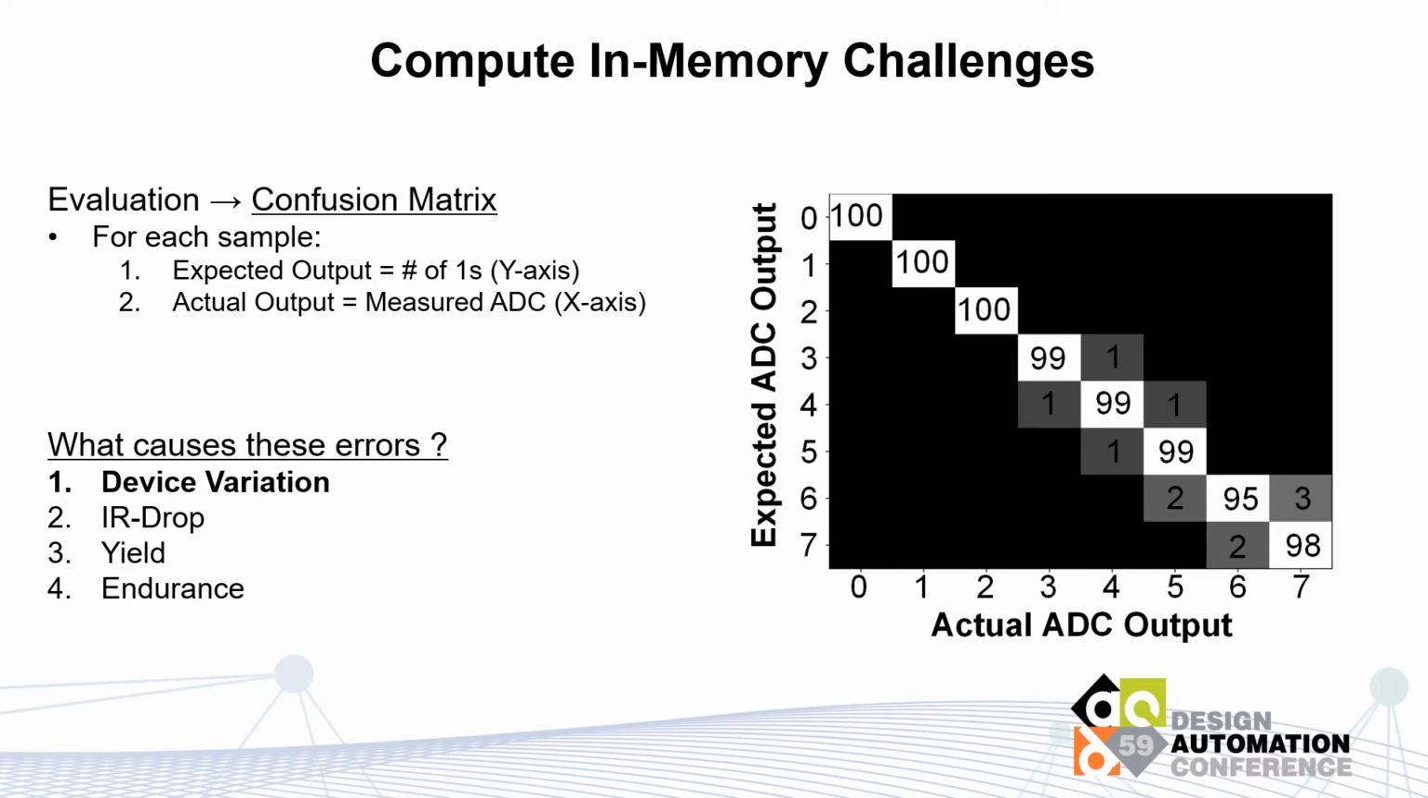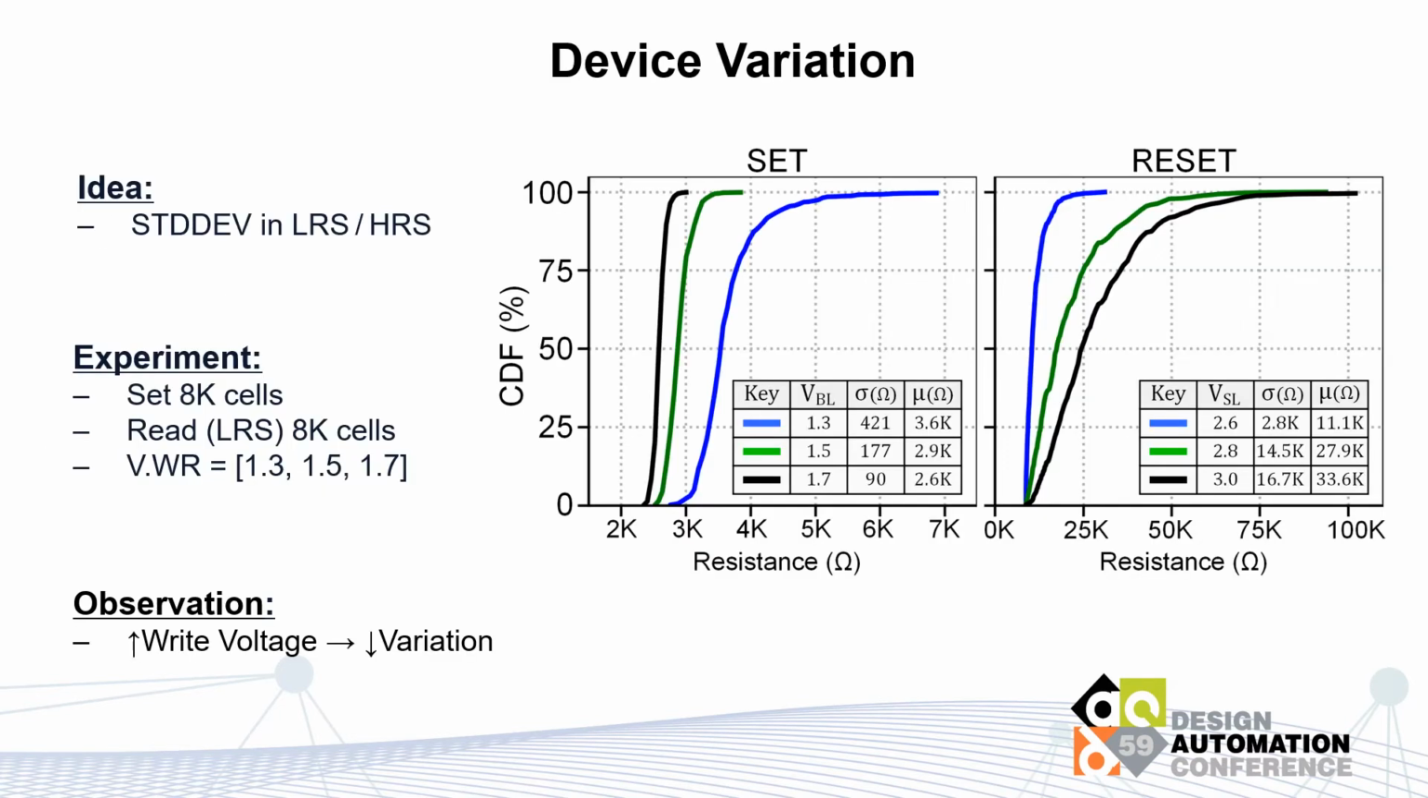Well, there are a number of sources, but for this work I will focus on just device variation. Device variation is the standard deviation from the mean in the LRS and HRS. We saw before how this variation is negligible when reading only a single cell, but this becomes problematic when reading several cells at the same time.